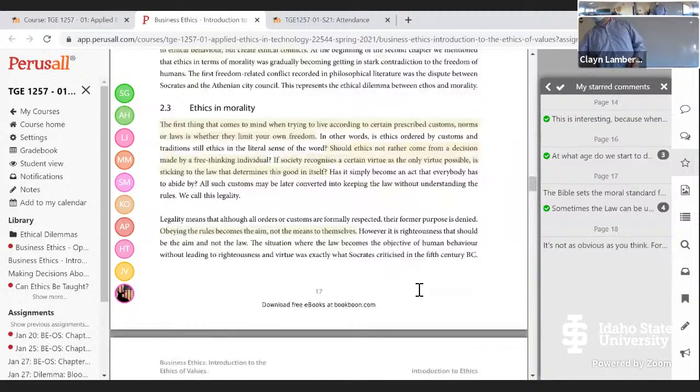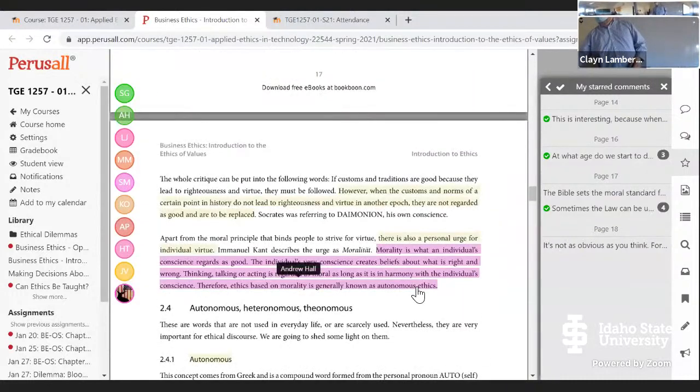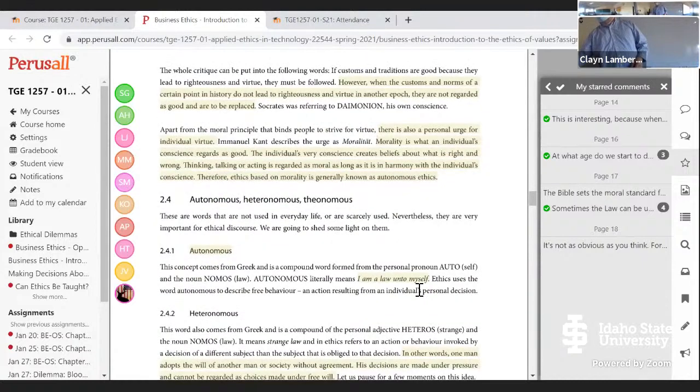So then the book talks about the idea of, let's talk about these for a second. The concept of autonomous, heteronomous, and phenomenous. And if I mispronounce those, I apologize. Autonomous. What is the concept of autonomous?